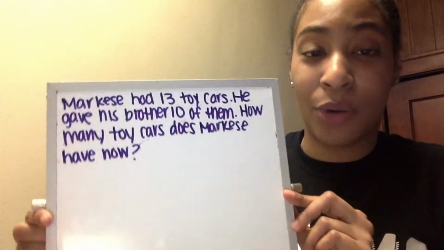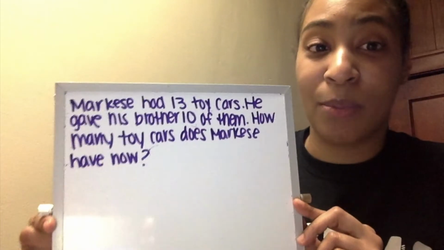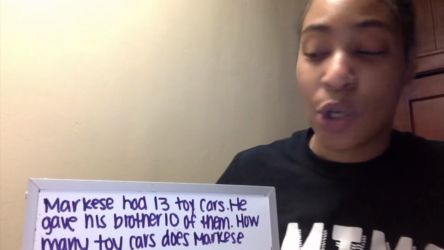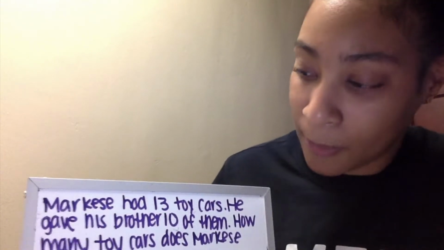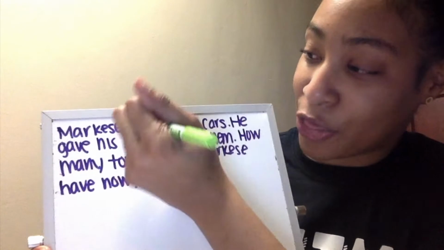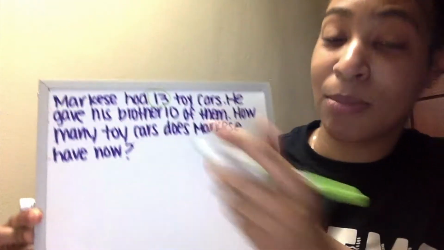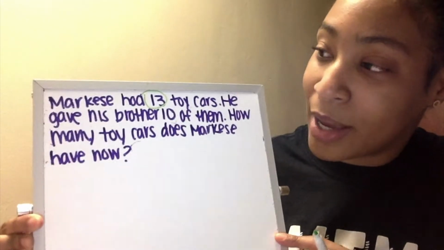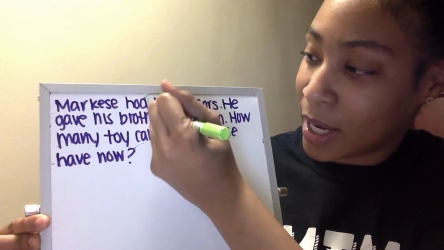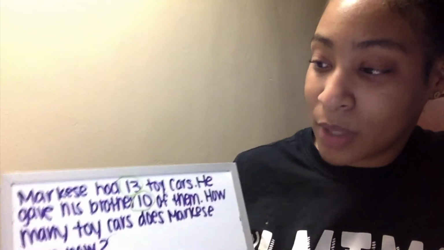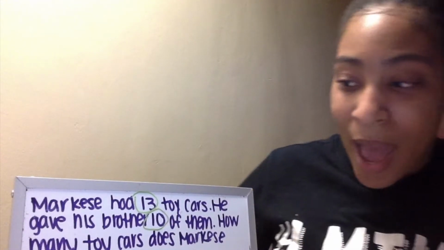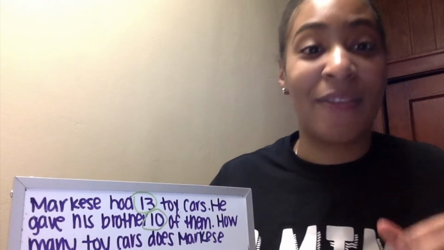So as you all know, the first thing we need to do is underline the important numbers or words. So what important numbers do you all see? I agree. I see 13, which is how many toy cars Marquise had. And also I see the number 10 because that's how many toy cars he gave his brother. So the question says, how many toy cars does Marquise have now?